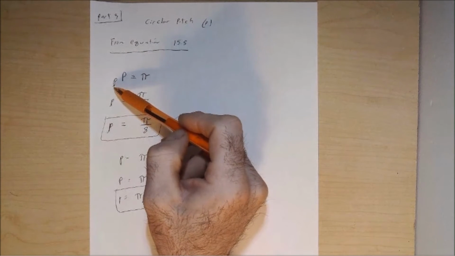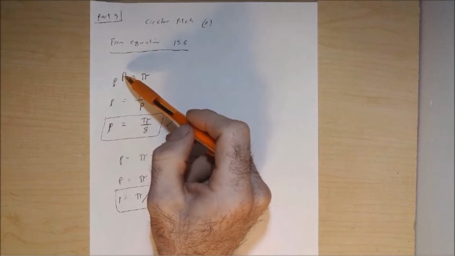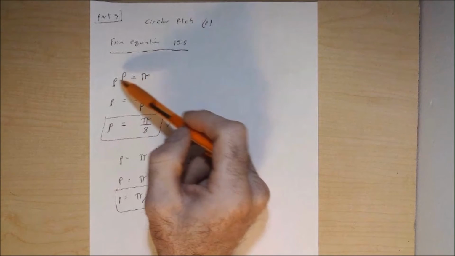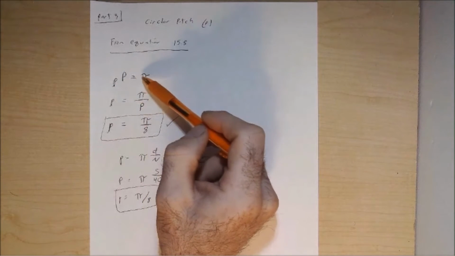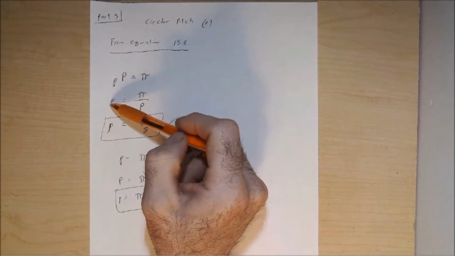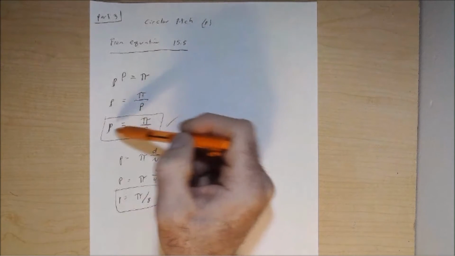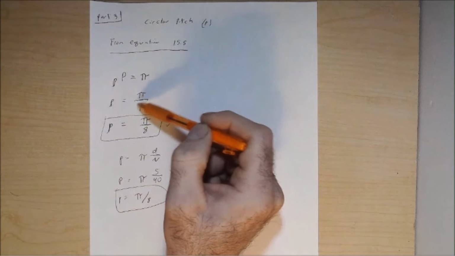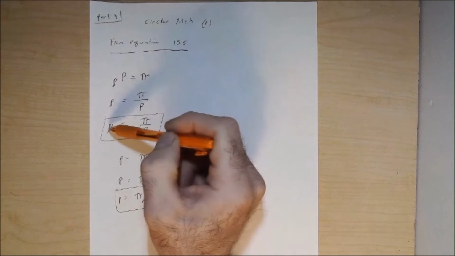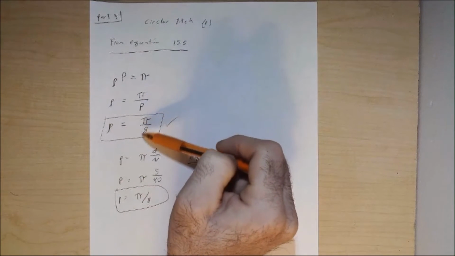Our lowercase p multiplied by our uppercase P is equal to pi. So lowercase p times uppercase P is equal to pi, where uppercase P is the pitch they give us in the problem statement. Rearrange this, so our lowercase p is equal to pi over our uppercase P, and we plug in for P given to us in the problem statement of 8. Lowercase p is equal to pi over 8. So our circular pitch is equal to pi over 8.